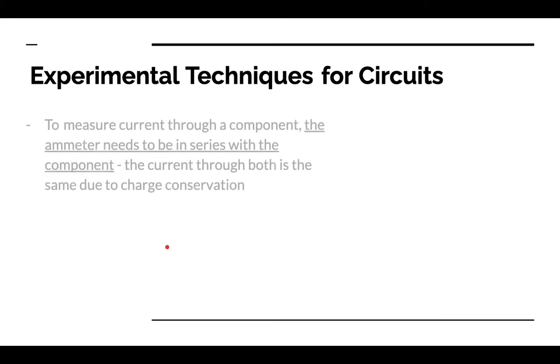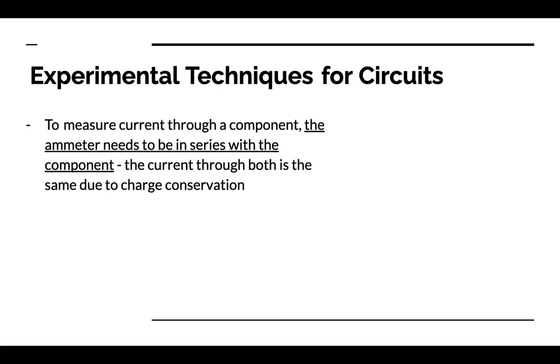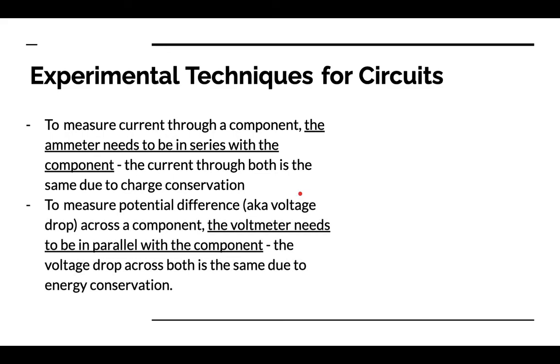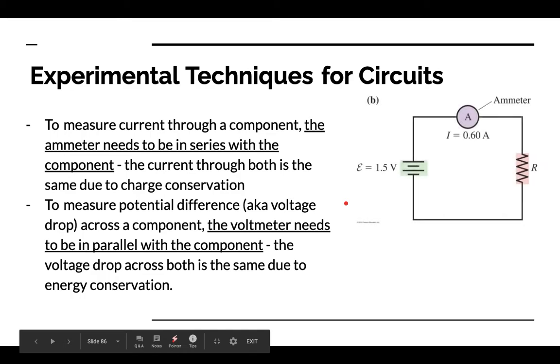Lastly, experimental techniques for circuits. To measure the current through a component, the ammeter needs to be in series with the component. The current through both the component and the ammeter will be the same due to charge conservation. To measure potential difference across a component, the voltmeter needs to be in parallel with the component due to the fact that the voltage drop across both is the same due to energy conservation.